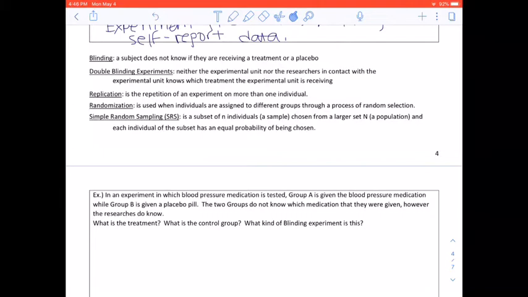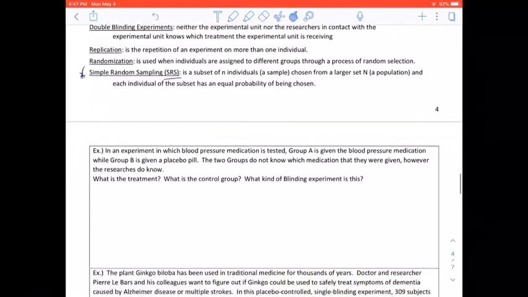Replication is the repetition of an experiment on more than one individual. Randomization is used when individuals are assigned to different groups through a process of random selection. And then we have our first type of sampling. This is called simple random sampling. You can abbreviate it all throughout the course as SRS. It is a subset of n individuals, a sample chosen from a larger set, capital N, our population, and each individual of the subset has an equal probability of being chosen. So just people are randomly selected for a group.